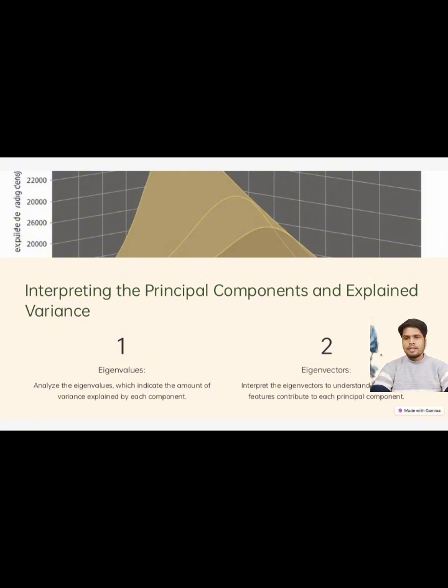So, interpreting the principal components and the explained variance. First are eigenvalues and second are eigenvectors. For eigenvalues, analyze the eigenvalues, which indicate the amount of variance explained by each component, on a graph. And second is the eigenvectors: interpret the eigenvectors to understand how the original features contribute to each principal component.